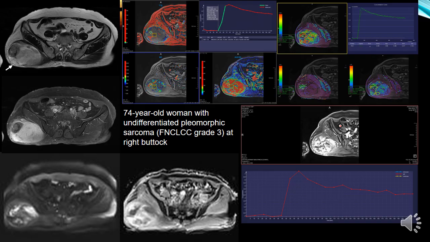In the early arterial phase of DCE-MRI, TTE value was 1 second, and the graph shows a steep slope. The delayed arterial phase using Tissue 4D shows a high K-trans value, and the graph shows type 3 pattern. In both the early and delayed arterial phase, the mass was determined to have a high probability of malignancy.